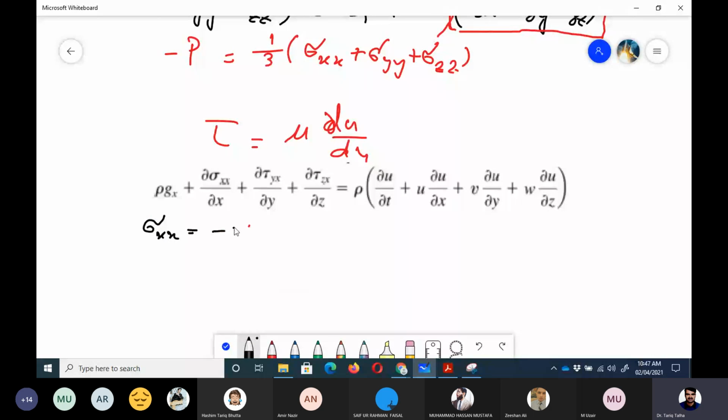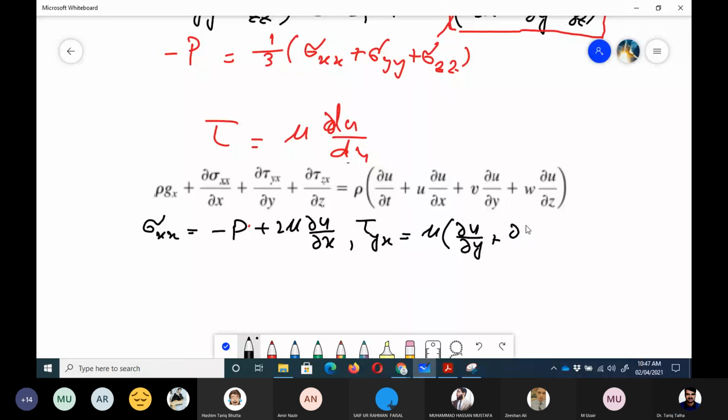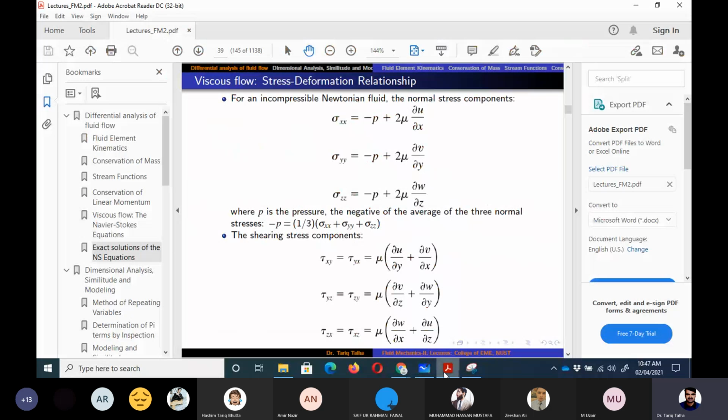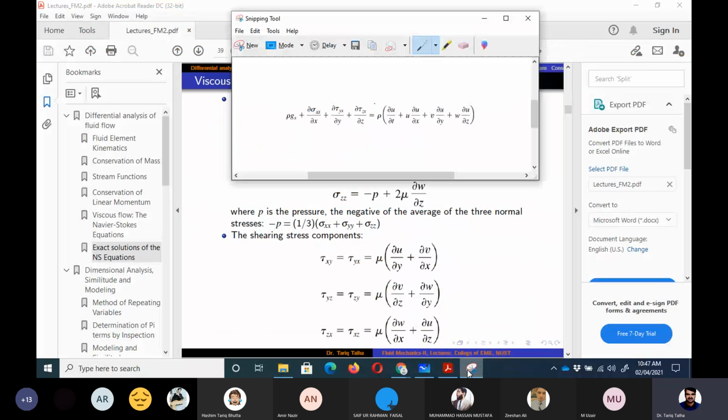Sigma xx is equal to minus p plus 2 mu into partial u by partial x, and then here I need tau yx, so tau yx would be equal to mu into partial u upon partial y plus partial v upon partial x. Similarly, tau zx would be equal to mu into partial w upon partial x plus partial u upon partial z.